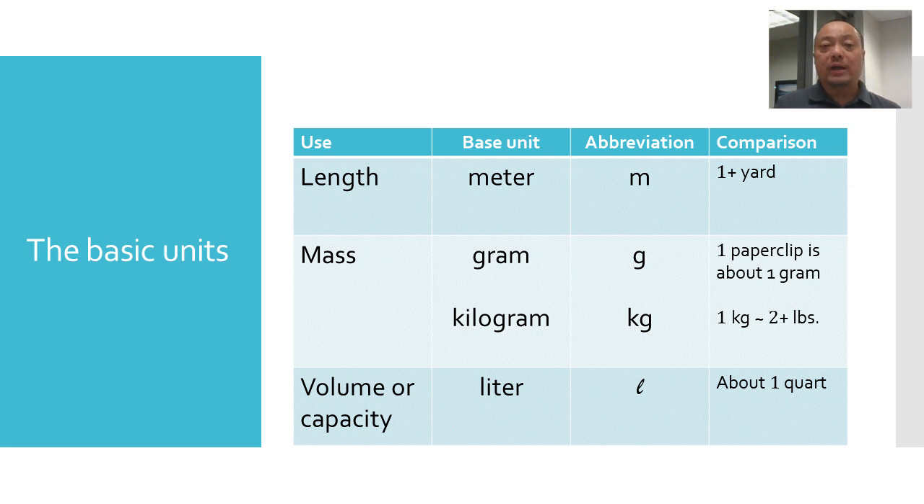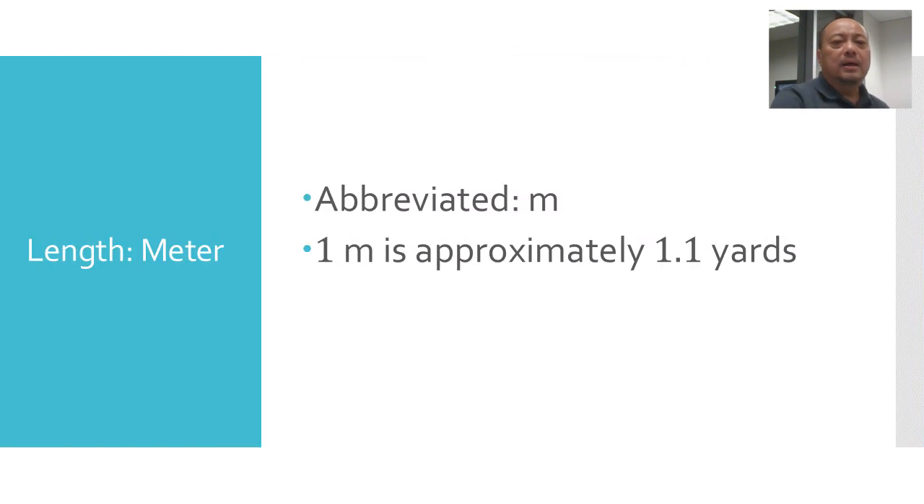For volume or capacity, the basic unit is a liter, written L, usually in cursive to avoid confusion with the number 1. Many people write a capital L, myself included sometimes, but that's not official. 1 liter is about 1 quart. Let's concentrate on units of length. If you can handle units of length, you can handle all the rest of them.